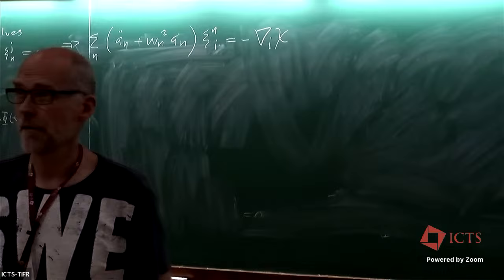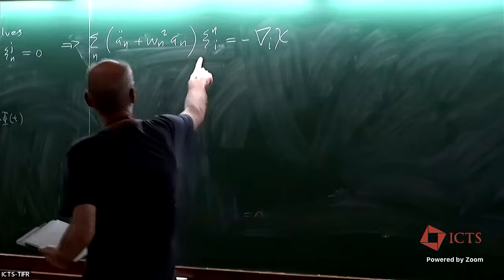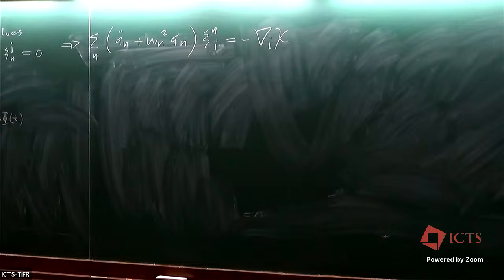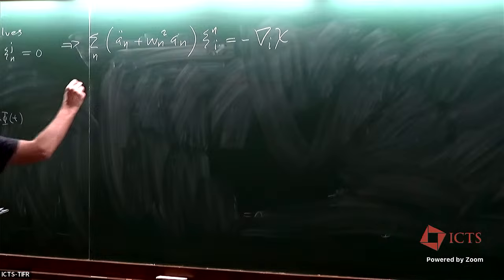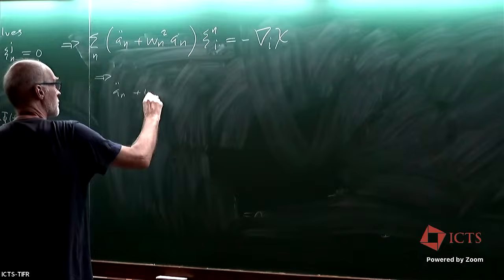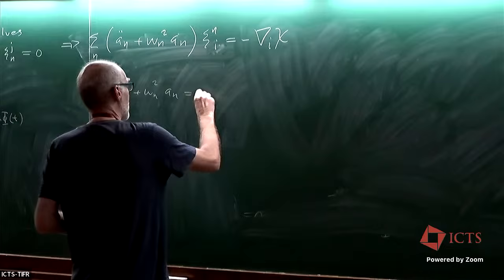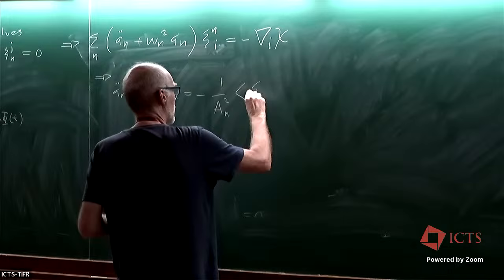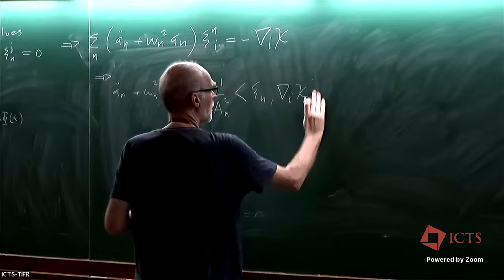So what happens now is I need to get rid of this psi, but I have this orthogonality. So I just multiply it by some other psi, right? And pull it through. So this then leads to minus, I pick up that guy, the product of psi_n and grad of chi. Oh, like that. Okay.